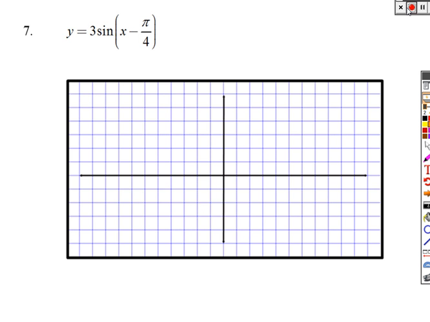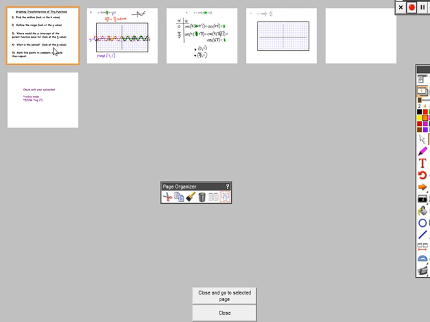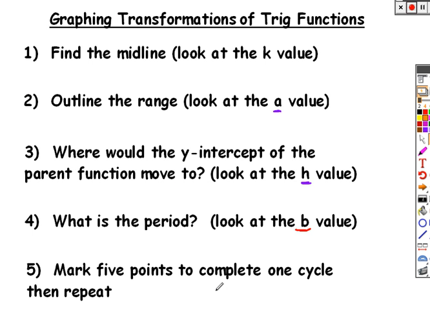Next graph is number 7. So let's refer back to the steps. First 2 steps, I want to find the midline. So look to see if there's some number I'm adding on to the end of the trig function. And then I want to outline the range. So see if there's a number out front that I'm multiplying the trig function by.